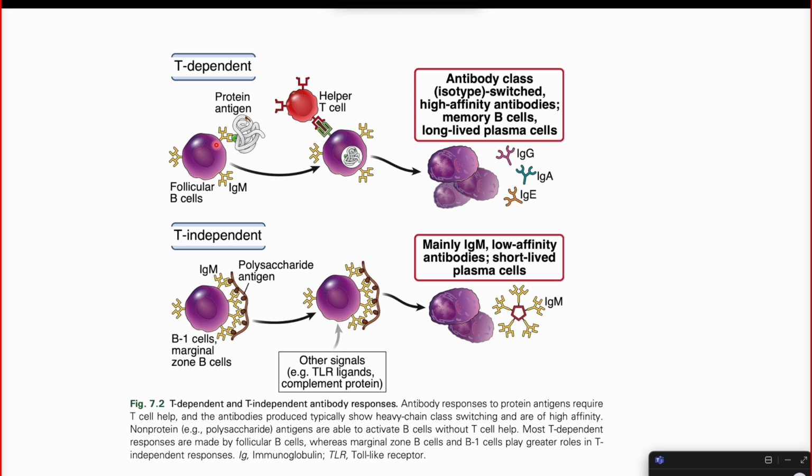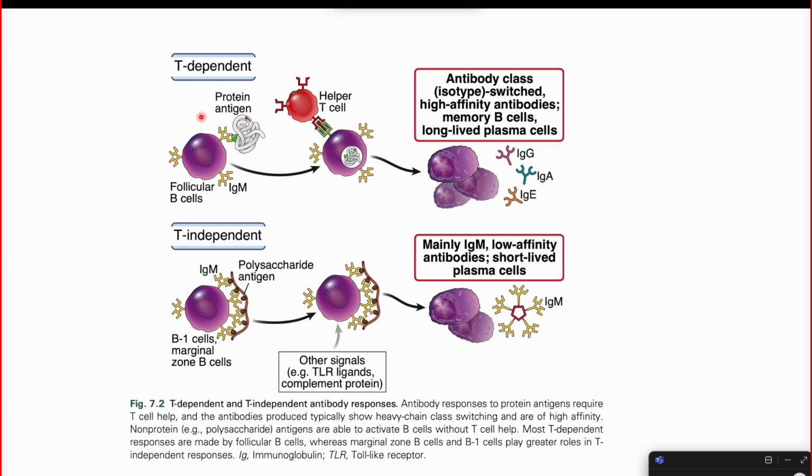This will lead to the complement activation, which we have not discussed. We'll discuss it soon, because it's in itself a very huge topic. Then it can be complement proteins, it can be other ligands. Then it will directly switch from the IgM secretory B cell to a plasma cell which just secretes the IgM.